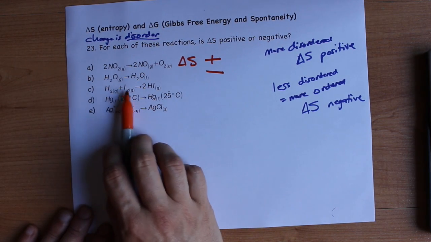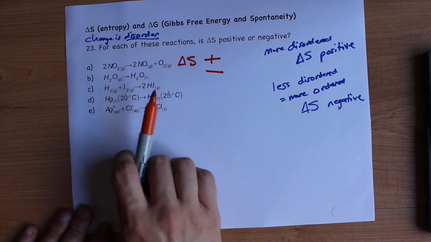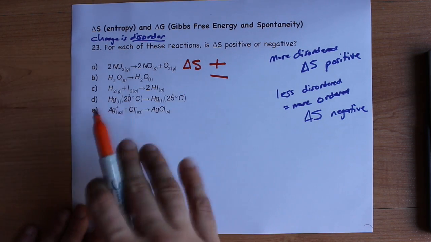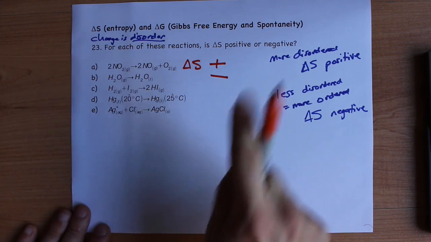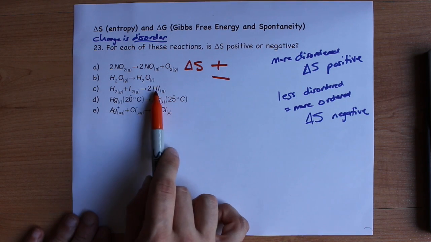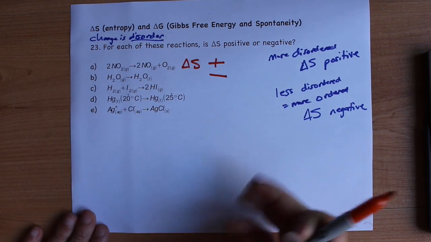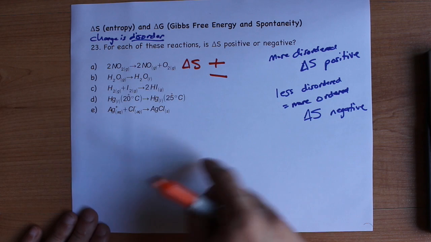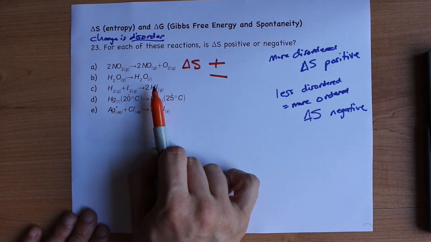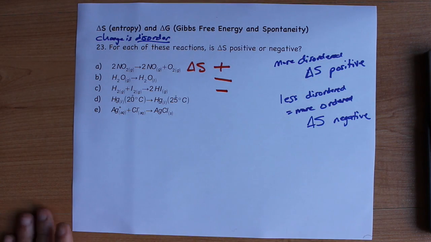Here we have two moles of gas on the left and two moles of gas on the right, so the number of moles of gas is not changing. That might imply to you that there is the same amount of disorder on both sides, but I want to point out that there is a mixture on the left and a pure substance on the right. So it is more chaotic here simply because you have a mixture of two things. And this is only HI molecules moving around. We have less disorder. It is more ordered, and so delta S is negative here as well.